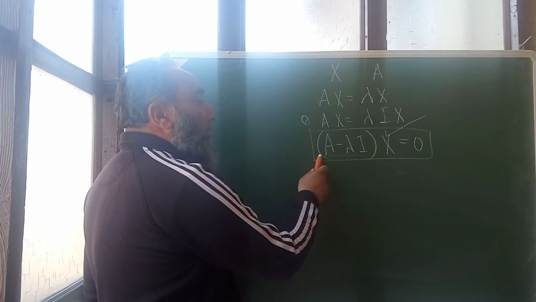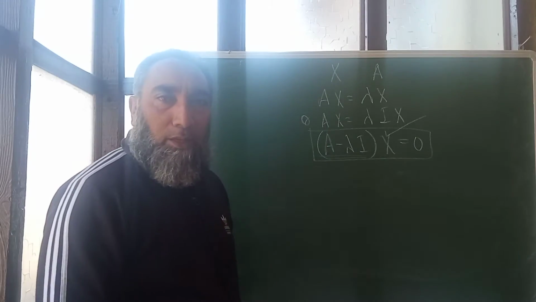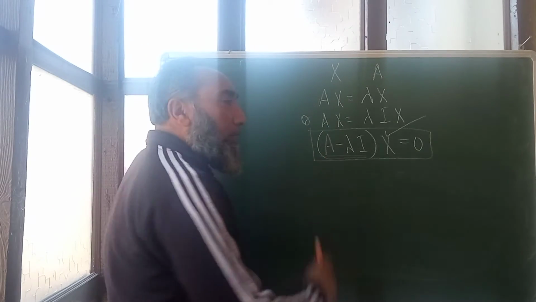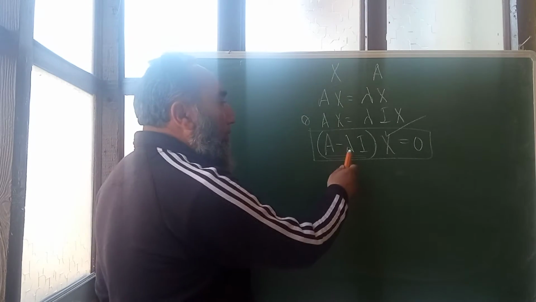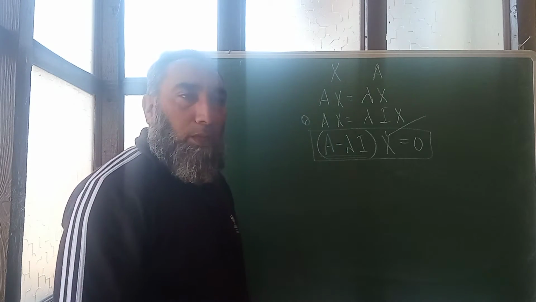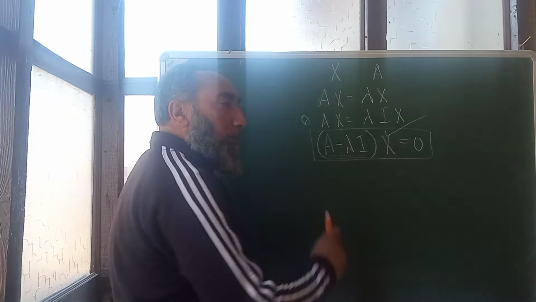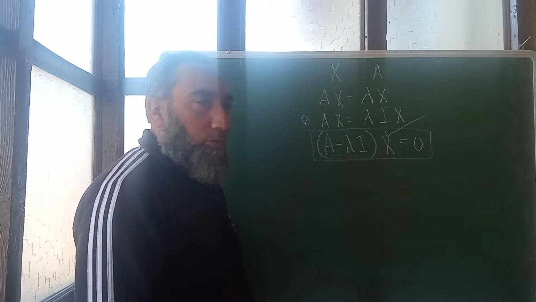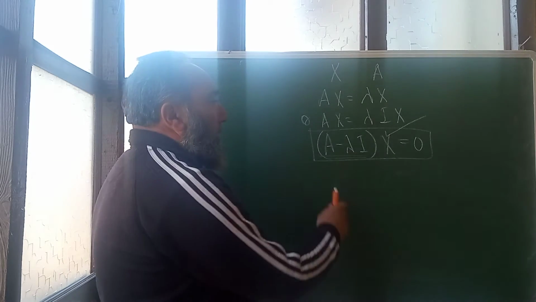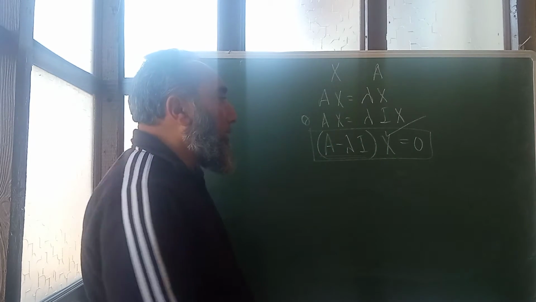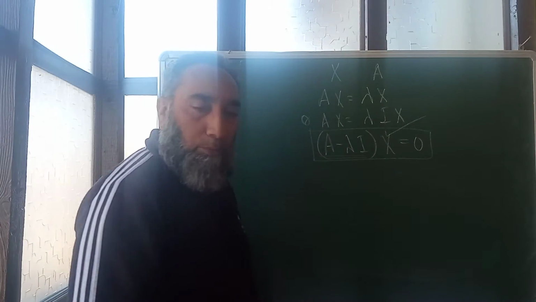What's A minus lambda I? Which we have seen yesterday. A minus lambda I is known as the characteristic matrix. And what is lambda? Lambda is the eigenvalue. What is the eigenvalue? This is the root of the characteristic equation. So in order to find lambda, we have to find the characteristic equation. And this is the characteristic matrix. This is the eigenvector.